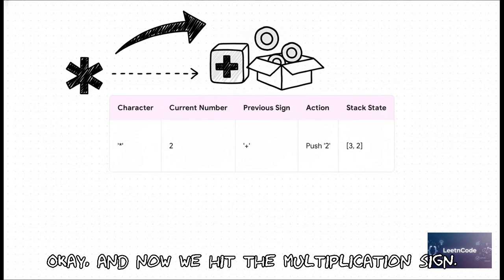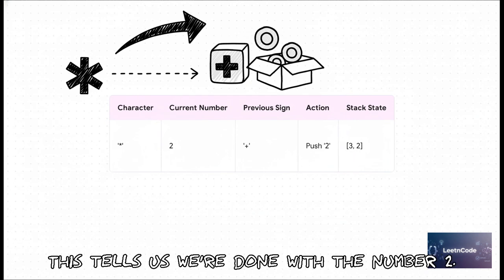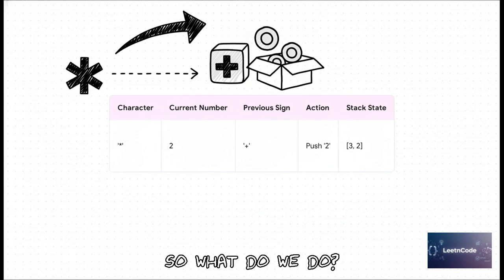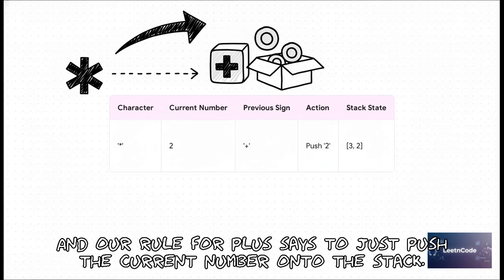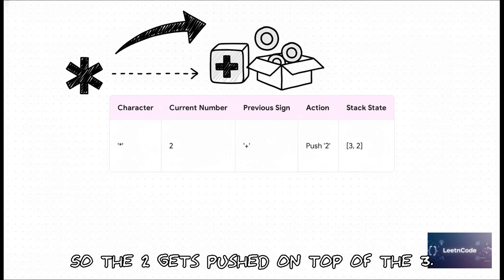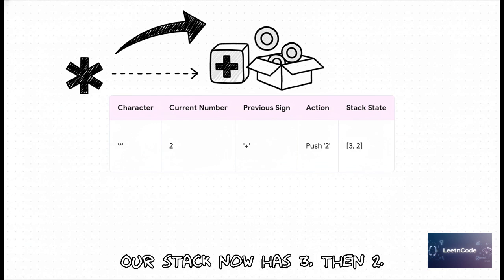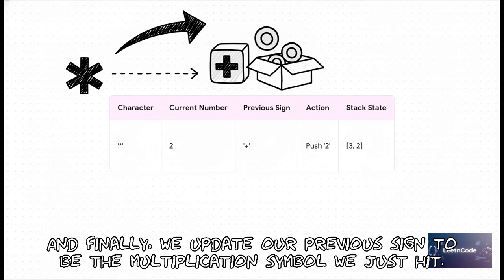Okay, and now we hit the multiplication sign. This tells us we're done with the number 2. So what do we do? We look at the previous sign. What was it? It was a plus. And our rule for plus says to just push the current number onto the stack. So the 2 gets pushed on top of the 3. Our stack now has 3, then 2. And finally, we update our previous sign to be the multiplication symbol we just hit.